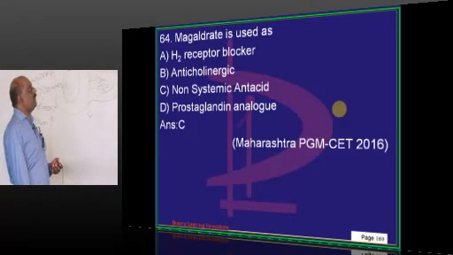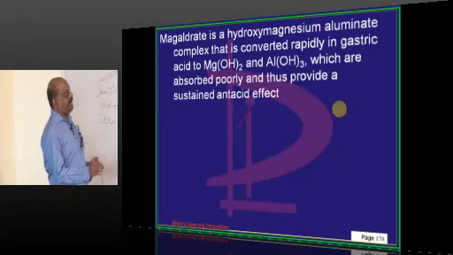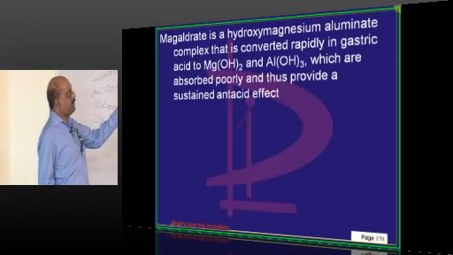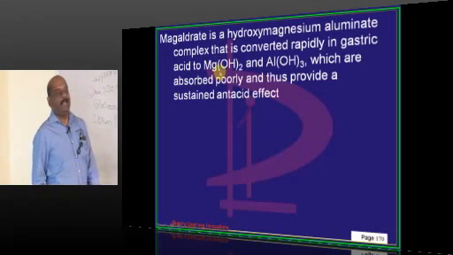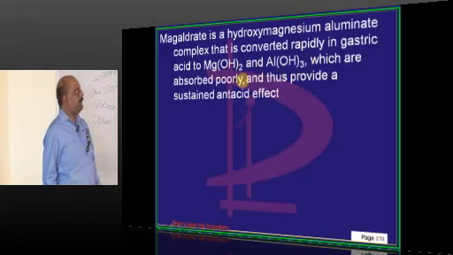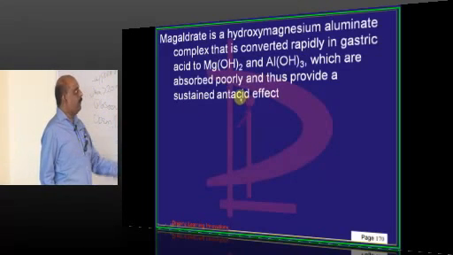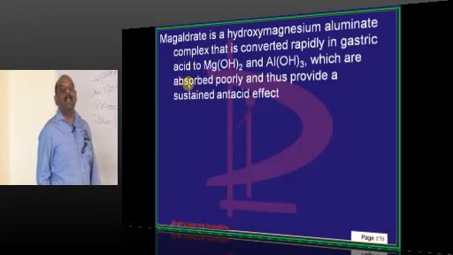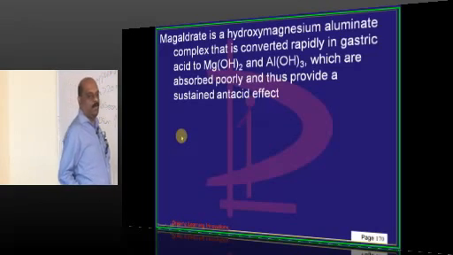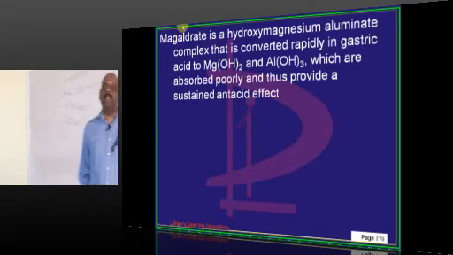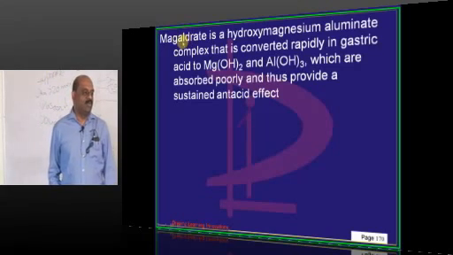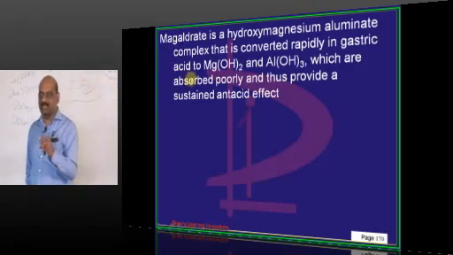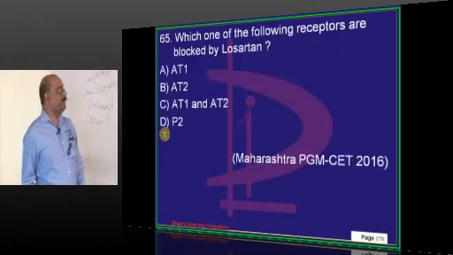Magaldrate is used as what? It is a non-systemic antacid. Hydroxy magnesium aluminate complex, and it is being converted into magnesium hydroxide and aluminum hydroxide. They are absorbed poorly, and that is the reason they provide a sustained antacid effect. That is the story of magaldrate. Antacids is one topic we somehow think, anyway we know pan 40 milligrams. So that is all that we need to know about antacids, we think. But there is a little story, lot of questions are asked. So just review that.